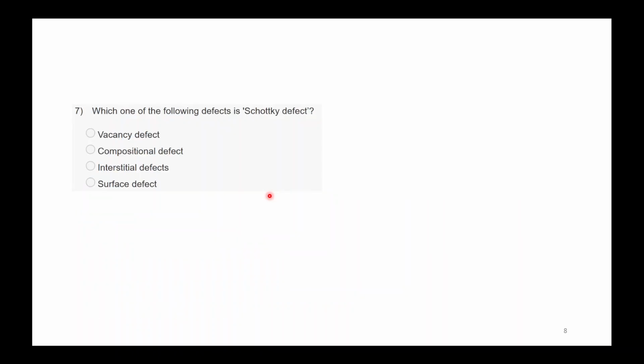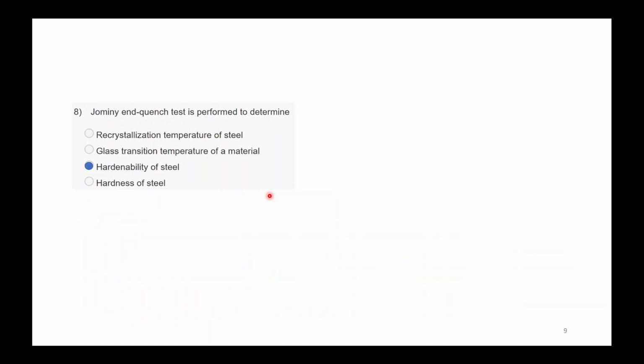Slip is there. Defects, type of defects.